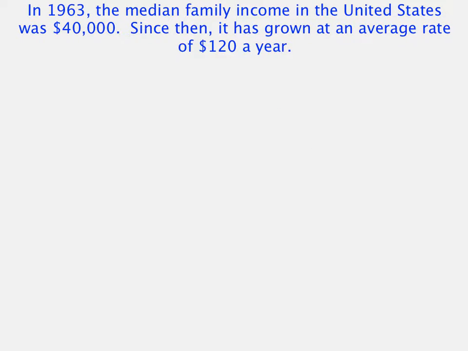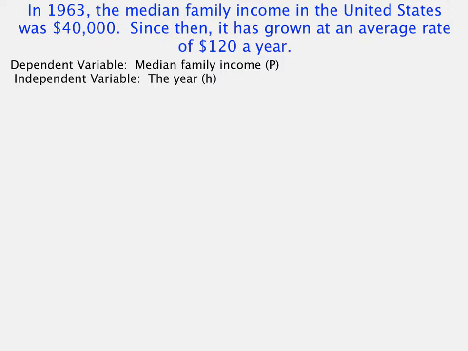And now I hope you're starting to get the hang of this and might be able to start anticipating and doing some of these on your own. Alright, in 1963, the median family income in the United States was $40,000. Since then, it has grown an average rate of $120 every year. Now, first things first, let's define our variables. Let's let our dependent variable be the median family income, just in dollars, and we're going to call that P. And let's let our independent variable be the year, which we'll call H.